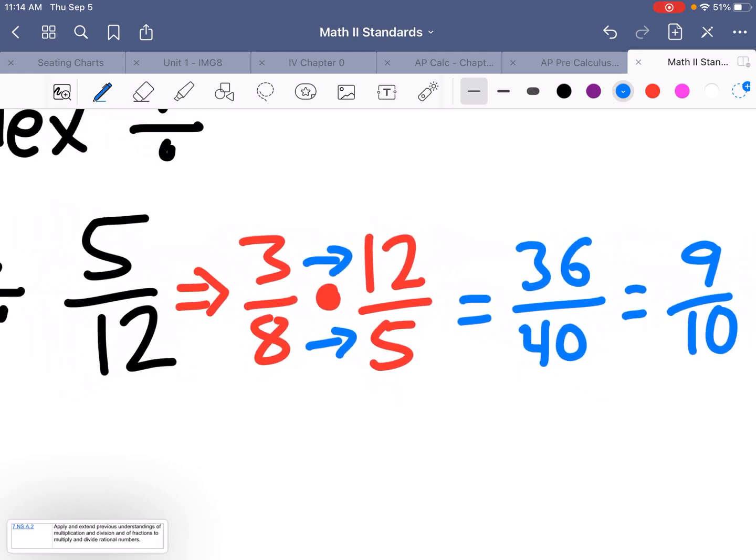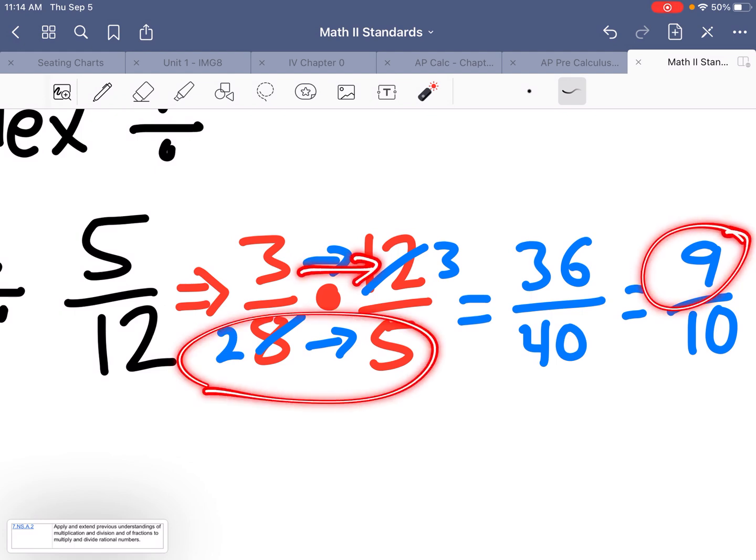Now, we can actually also take a step back here. We can simplify, put it in lowest terms before we even multiply. If you look at this, we've got a 12 and an 8. Those are both divisible by 4. If I divide by 4, I get a 3. If I divide that by 4, I get a 2. And then if I multiply, 3 times 3 is 9. 2 times 5 is 10.